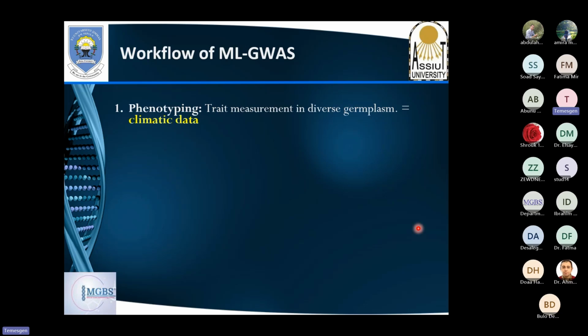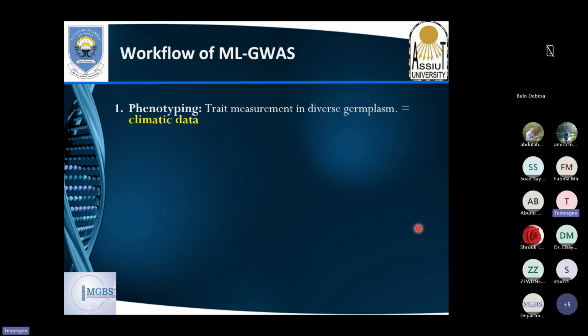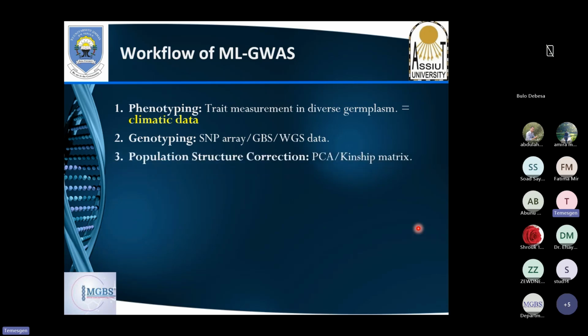First, we have to get phenotype data, or climatic data. How can we get this? We'll see some examples of getting this climatic data. The second thing, as in a GWAS, we need genotypes. This genotype data should be 1,000 to 1,000,000 SNP markers, because we need high-density markers to detect particularly very small allele effects.